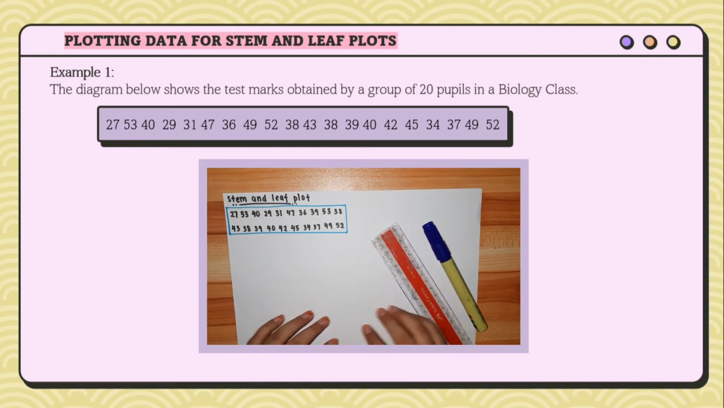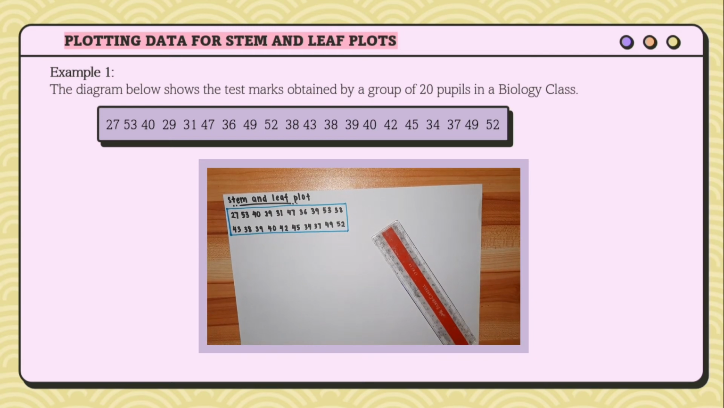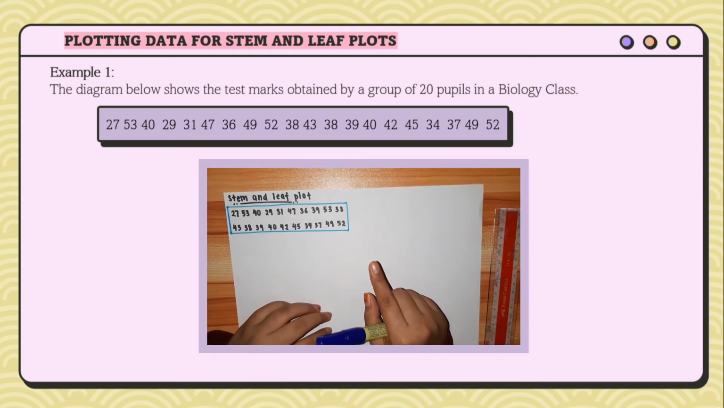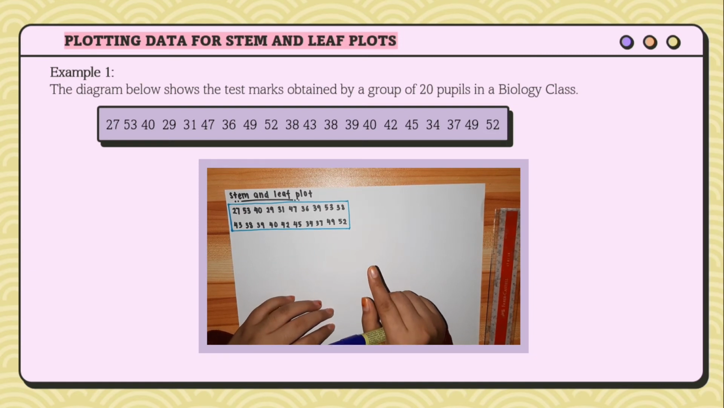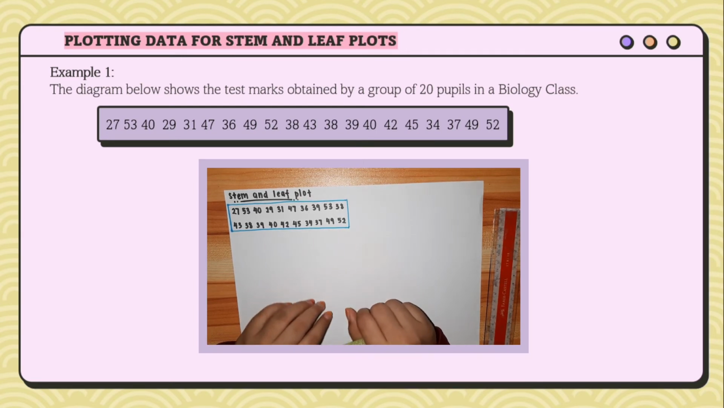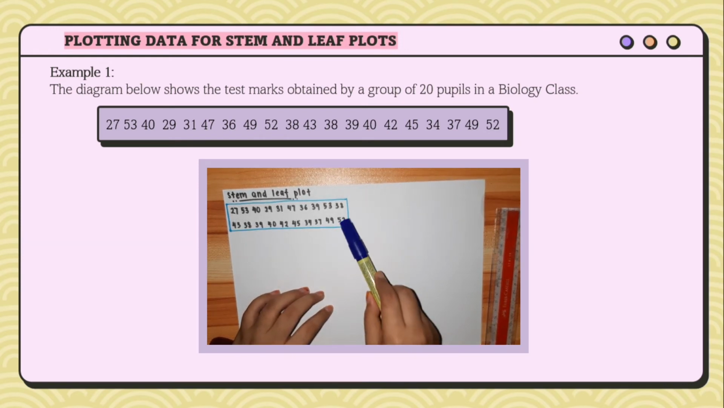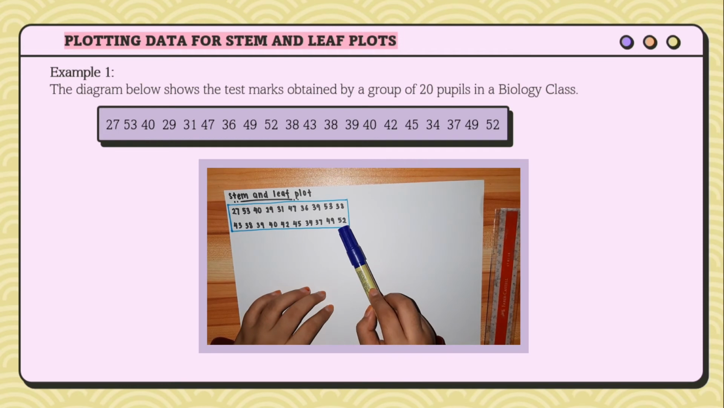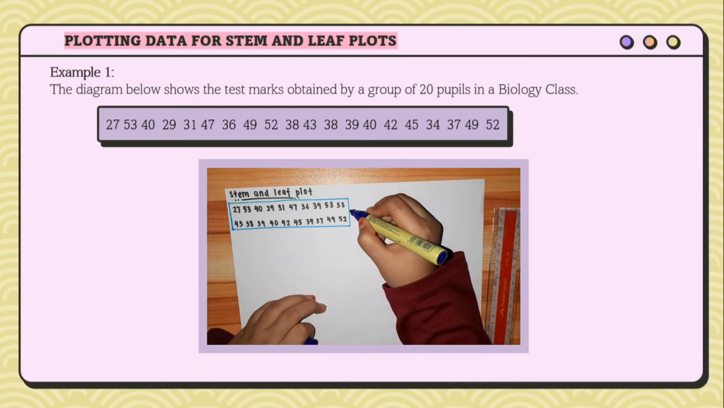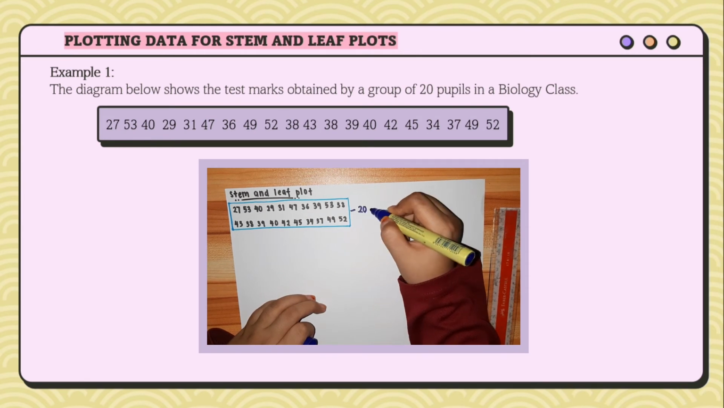Firstly, we have to read the question above. The diagram below shows the test marks obtained by a group of 20 pupils in a biology class, meaning that we have been given 20 data to be plotted using a stem and leaf plot. I hope everyone still remembers the steps that I explained earlier. So now we have to observe the data first. We have been given 20 data or values, right?